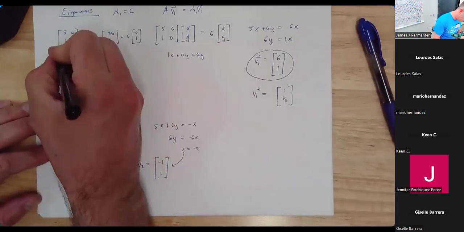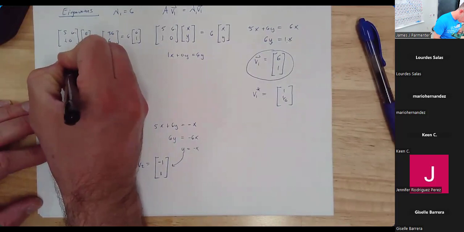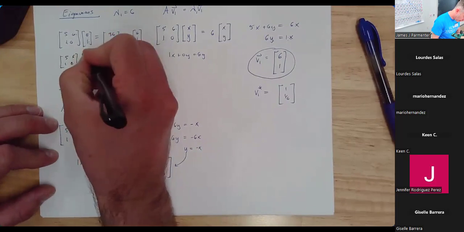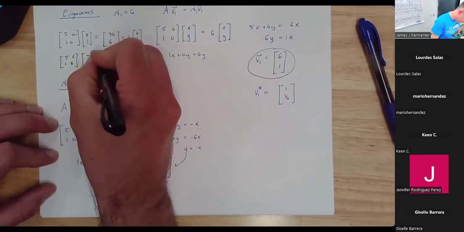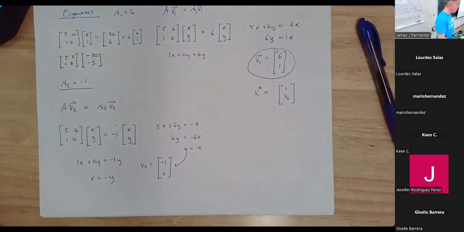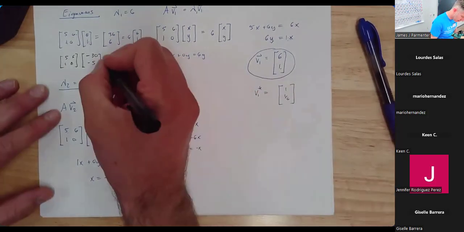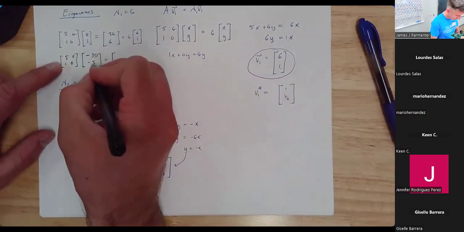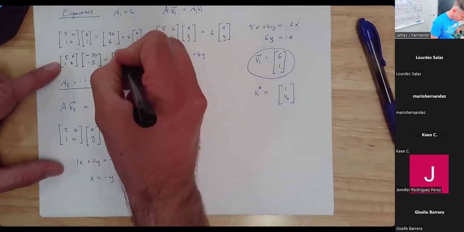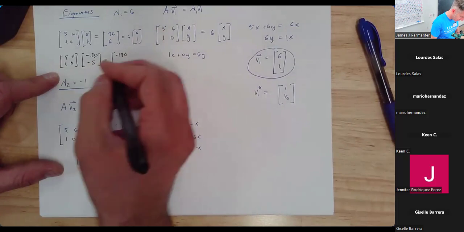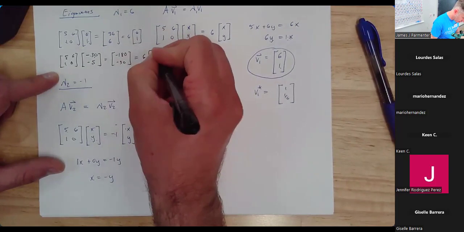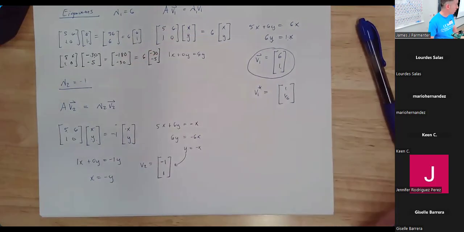If I had picked something ridiculous, well, don't pick something ridiculous because it's going to be hard to multiply out, but pick something semi-ridiculous, like negative 30, negative 5. That's also an eigenvector because it's a multiple of my eigenvector. And look what happens. When I multiply this out, 5 times negative 30 is negative 150, 6 times negative 5 is negative 30, and you add those together, you get negative 180. 1 times negative 30 plus 0 times negative 5 is negative 30. And look at that. It's exactly 6 times the thing I chose to be the eigenvector. It's not a coincidence. Any choice is a valid choice.